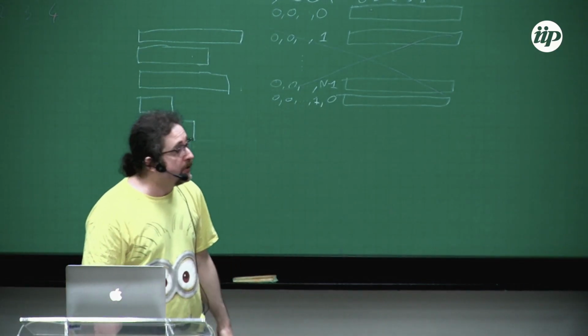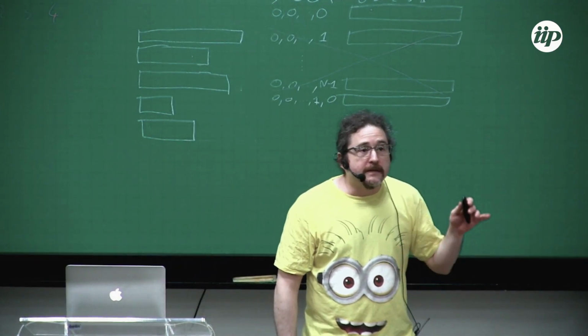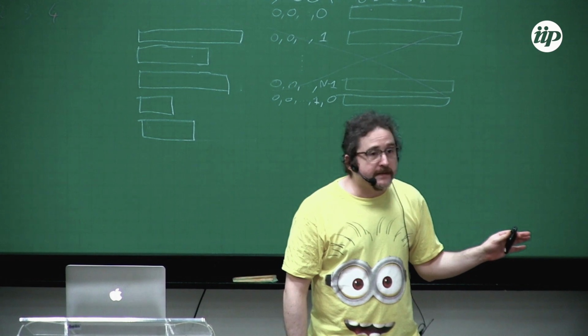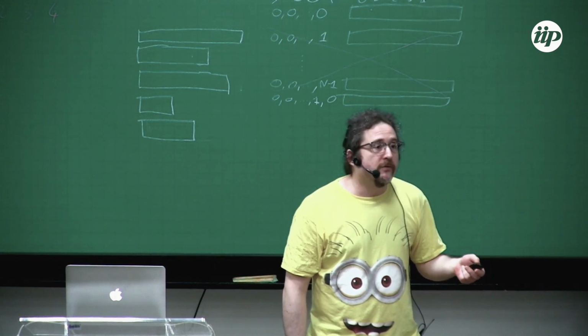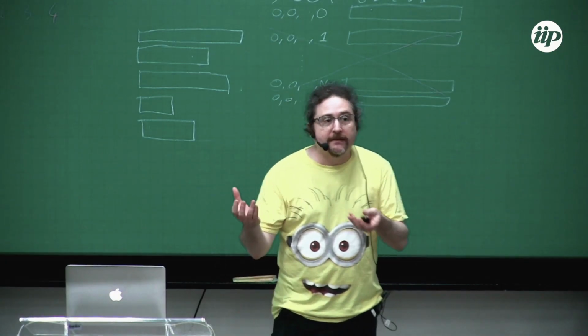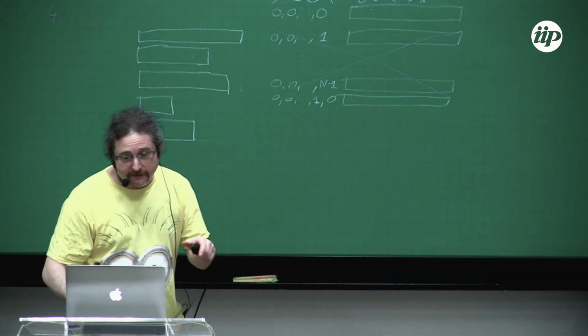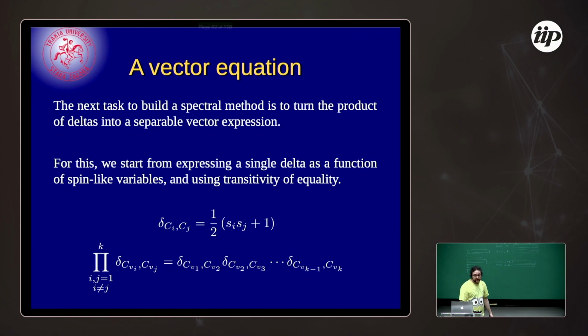But we're left with the second question because it still remains that we need to take these deltas, this product of deltas there, and turn them into a separated vector equation. So we need to separate these variables there and then try to make a vector equation out of it. So that's what we're going to do next. So how do we do that?